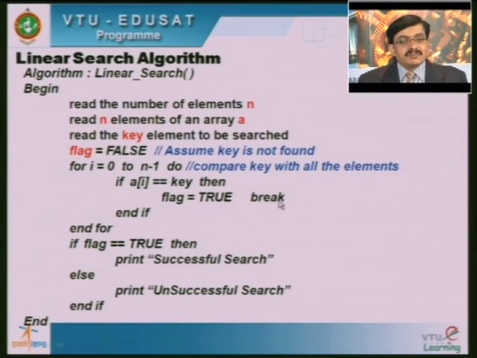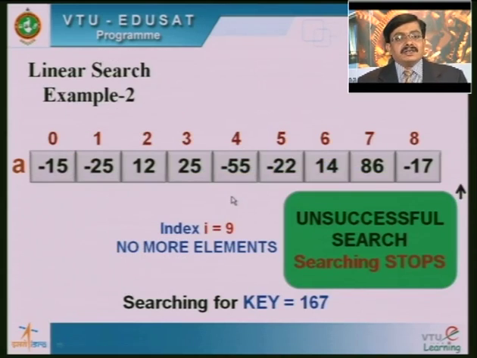So this break is most important here. It will not continue for the next iterations of the loop. It immediately comes out of the loop. When it comes out of the loop, I need not compare the remaining elements with the key element. Say, for example, in the previous example, I have minus 15, minus 25, 12, 25, minus 55 up to minus 17. I have 9 elements here.